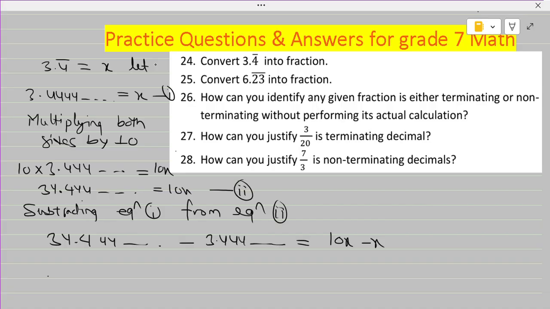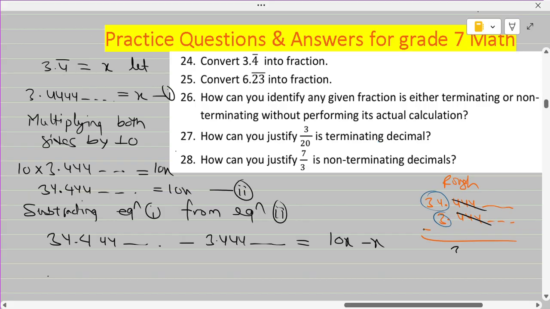And when we subtract, to make it clearer, I write this in rough. 34.444 that we have, and 3 point, we have to align the decimal to subtract, so 0.444. So these two numbers we are subtracting. Here these 444 are the same, so they will get cancelled. So we subtract 34 and 3, so 34 minus 3 we get 31.